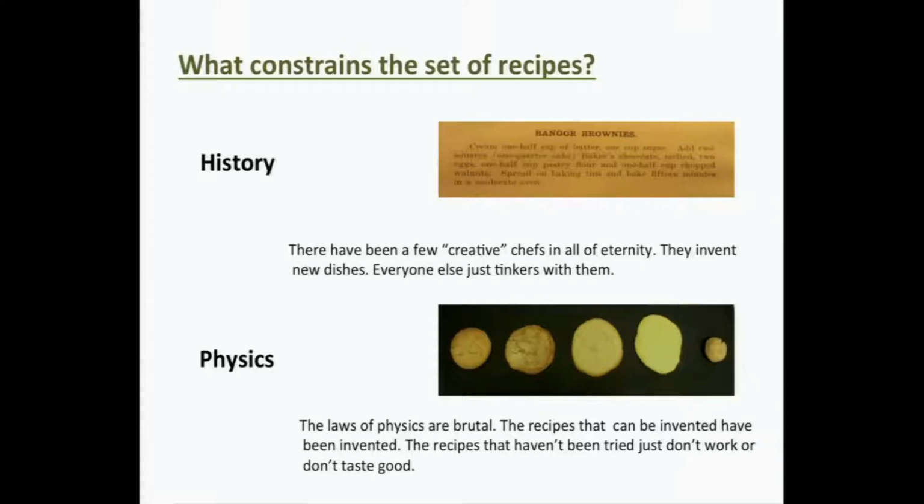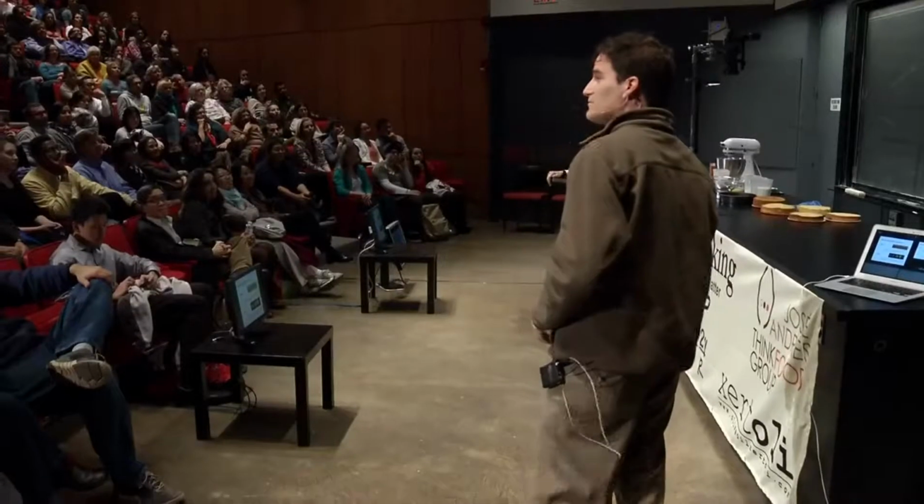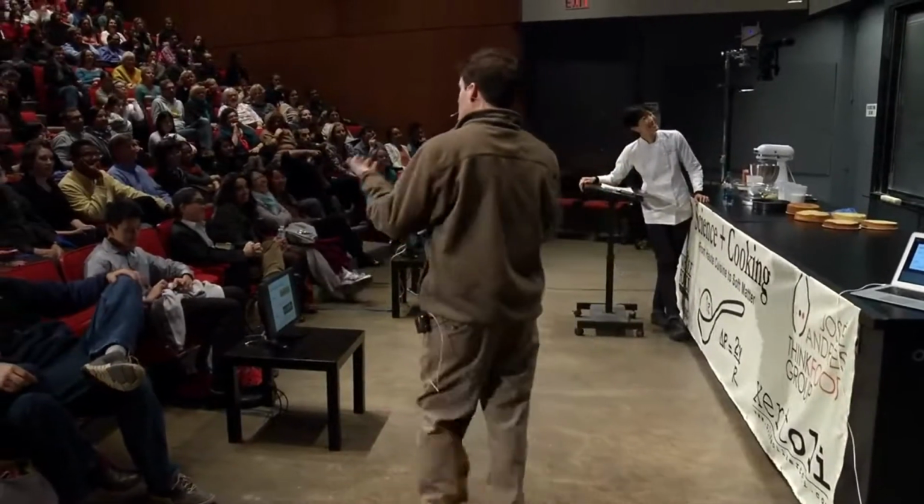History goes by the following: there have been a few creative chefs in all of eternity, and they invent new dishes, and everyone else just tinkers with them and makes new dishes. The reason that the brownie recipes look like they do is because that's just the way brownies are. Number 2 is physics. You could say the laws of physics are brutal. The recipes that can be invented have been invented. The recipes that haven't been tried don't work. Those are the 2 possibilities.